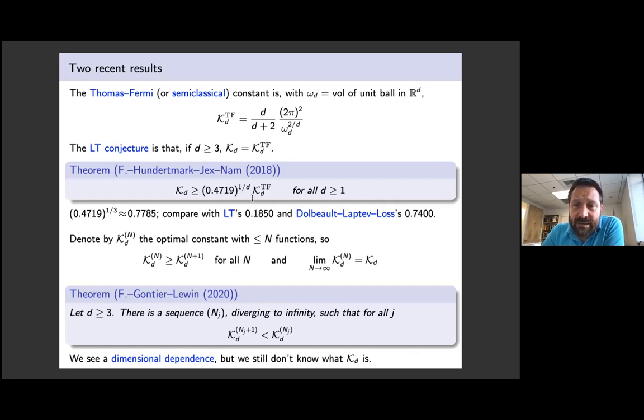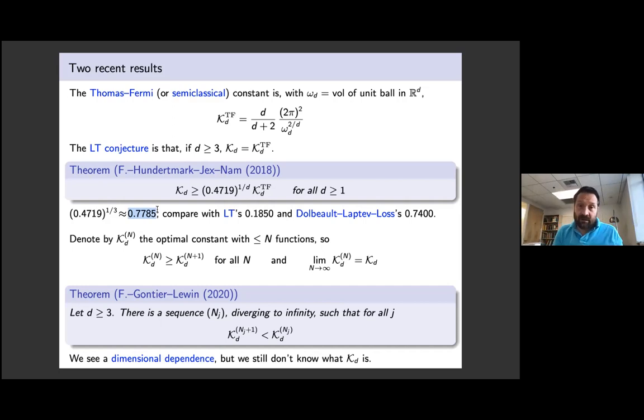And so the best we know about this, the best lower bound we have on this Lieb-Thirring constant so far, is that it's a certain constant to the power 1 over d times this semi-classical constant. So put differently, in 3 dimensions, the constant is not smaller than 0.7785 of the conjectured value. So we're off by at most 22 or 23%.